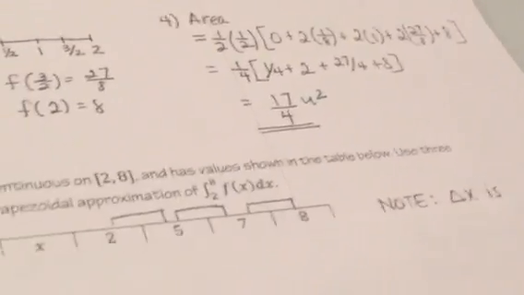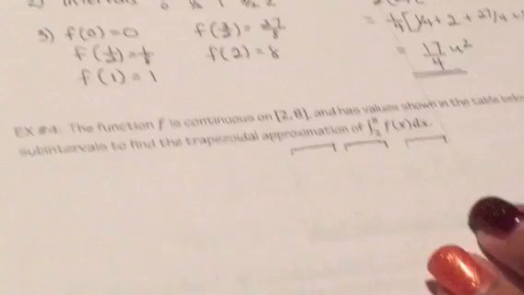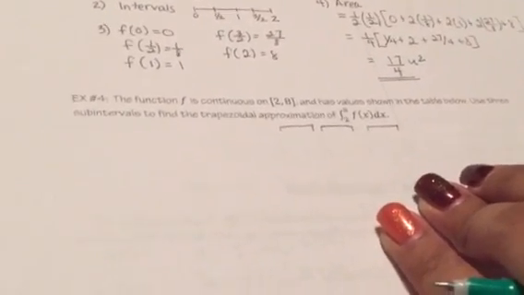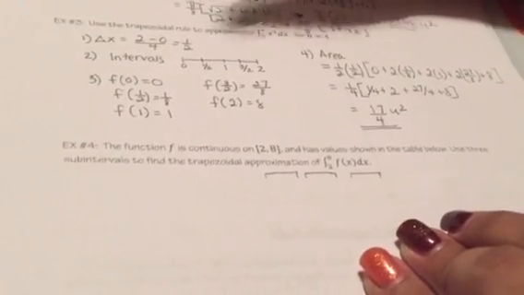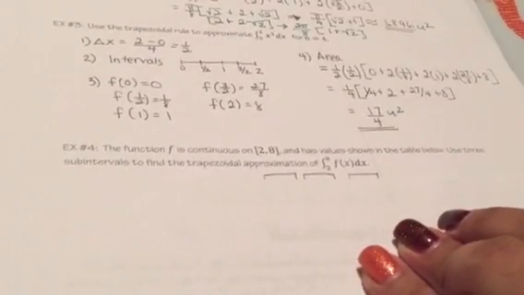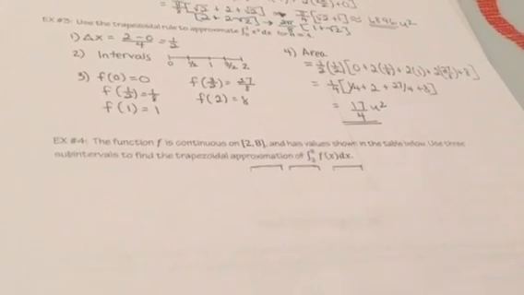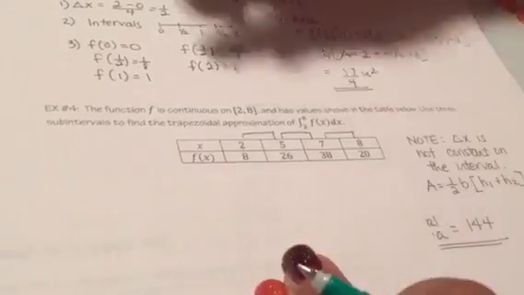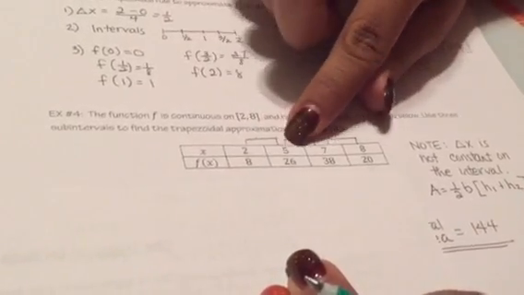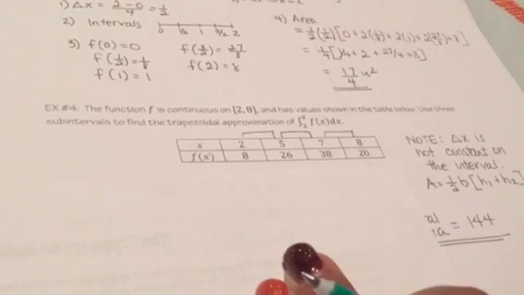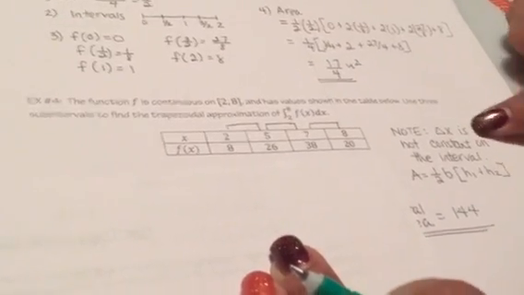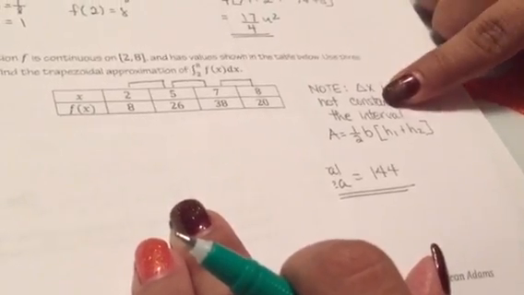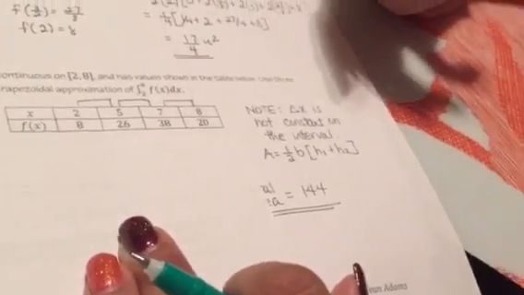And the last example on the trapezoidal rule. The function f is continuous on the interval from 2 to 8, and it has values shown in the table below. Use 3 subintervals to find the trapezoidal approximation of the integral from 2 to 8 of the function. If we look at the table given to us, our x values don't have a constant change as they did in our previous ones, which is what the note on this side says: the change in x is not constant on this interval.